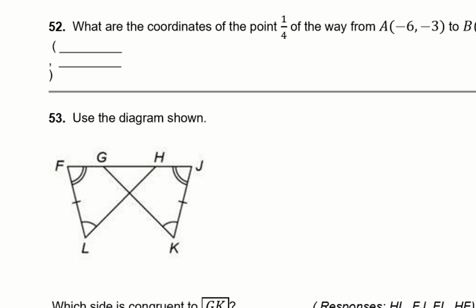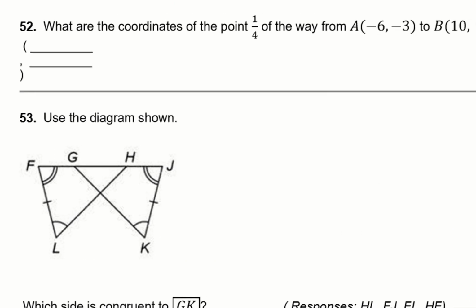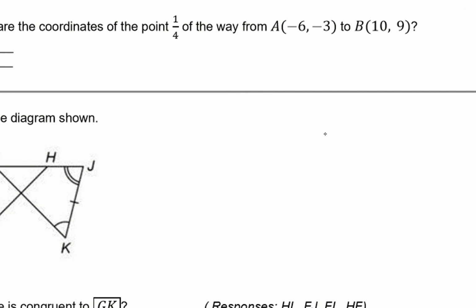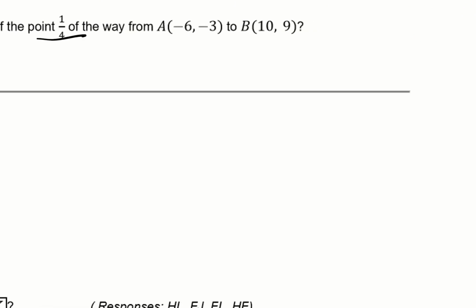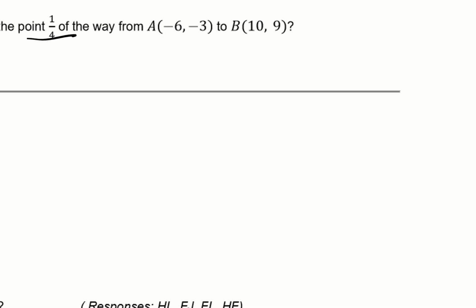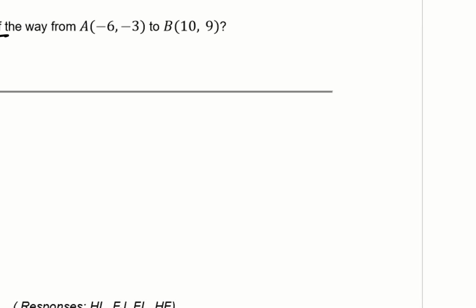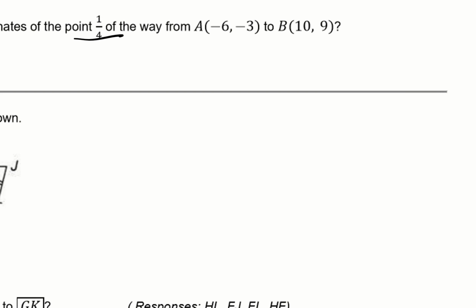All right, what are the coordinates of the point 1/4 of the way from A to B? So you want 1/4 of the way, so they already give you the fraction. They don't give you a ratio this time, like a normal ratio. They just give you a fractional distance of the total. So again, we're going to do the same thing. I'm going to do this without the drawing now. Now that we've done the drawing, we should be able to do this without having to do the drawing.